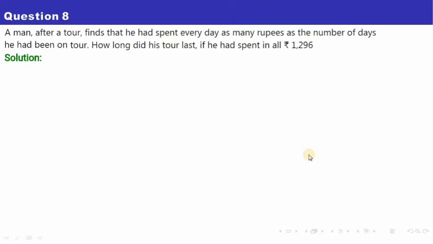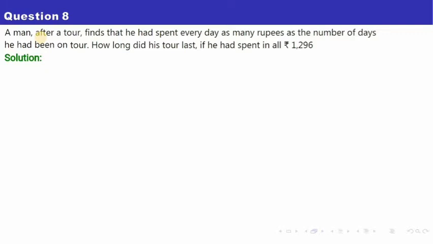The first question for the day is on the screen, which says, a man after tour finds that he had spent every day as many rupees as the number of days he had been on tour. So let's understand the meaning of this first sentence. Basically, a man is going for a tour, and every day he is spending the amount of money which is equal to the number of days he has been on tour.